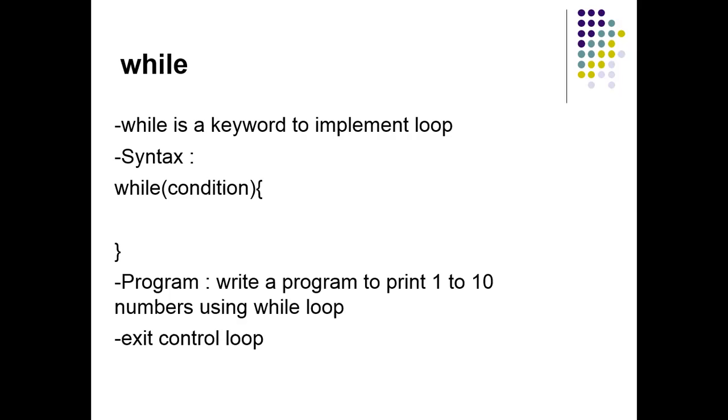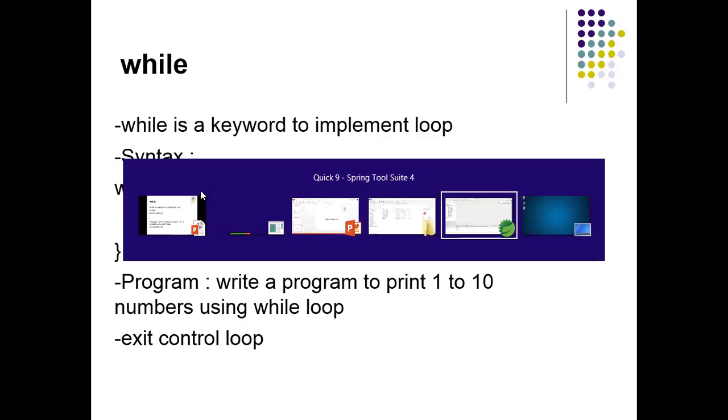One more point: while is an exit control loop. What does exit control loop mean? It controls on exit. It first checks whether the condition is true or false. It keeps control on exiting. Okay, how do we see that in a program?